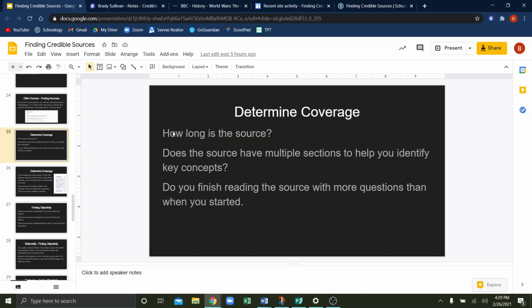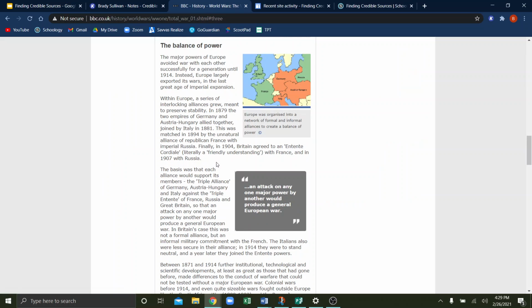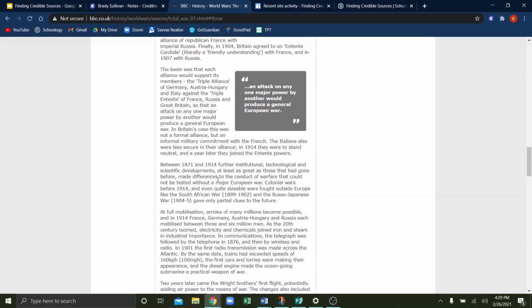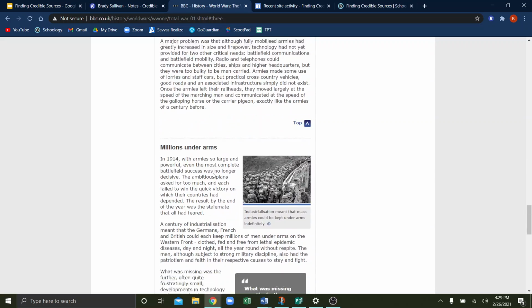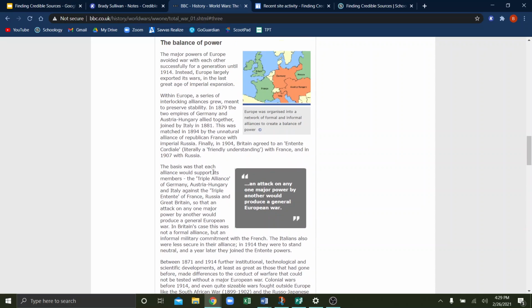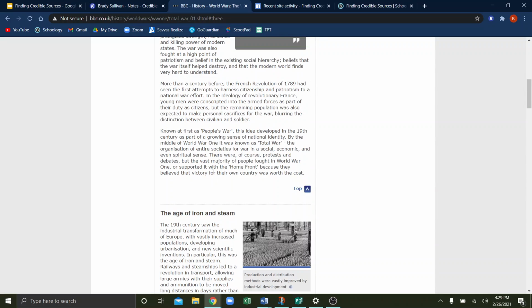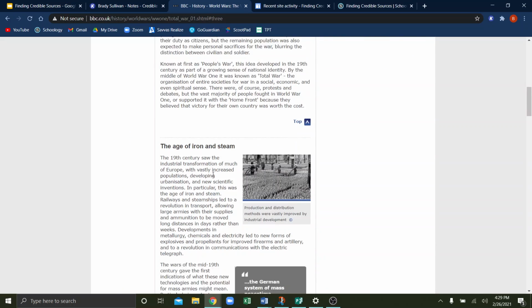Does this source have sections for you to identify key concepts? Sections, yes, it does. Right here on the side of the page, it says on this page we have New Kind of War, Age of Iron. If we click on any of them, it'll take us to that different section. This is helpful for a source that is longer, like this one. Now, I don't expect you guys to find sources that are this long. This is probably the upper end of how long something would be before you just look at it and say, no, I'll find something else.